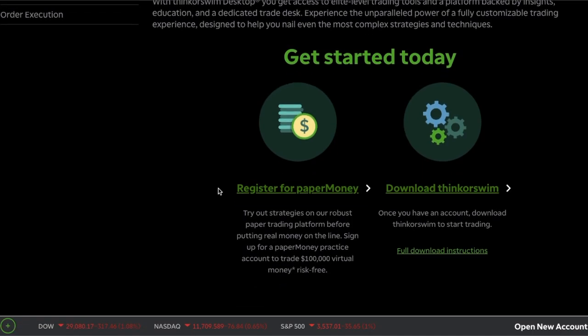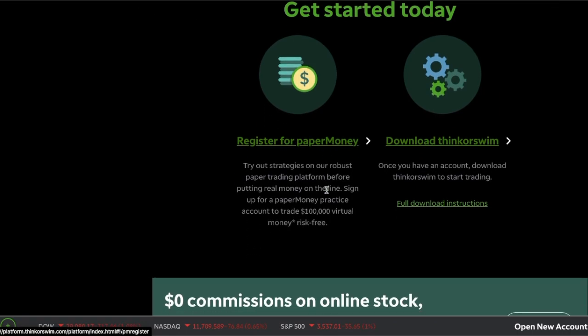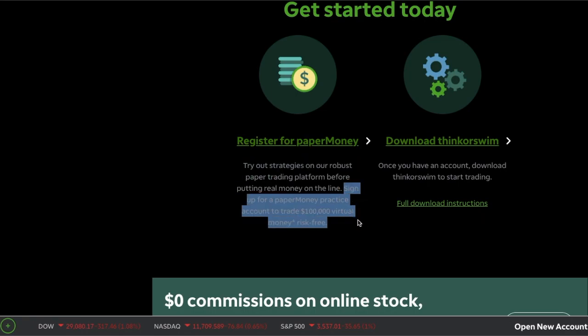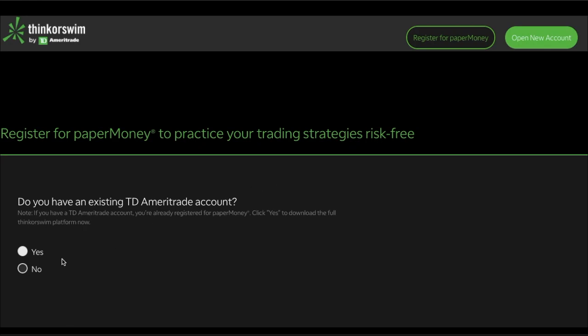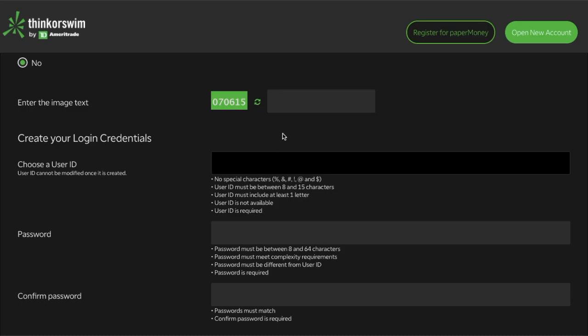Really quickly, if you're not already familiar, paper money is a virtual stock market simulator from TD Ameritrade. Paper money is basically the notion of trading pretend money to see what the outcome of your investment decisions actually might lead to. So paper money is to practice trading using the ThinkorSwim platform to make simulated trades. What I'm saying is, if you're new to options trading or the markets in general, paper money is a great way for you to learn everything with no risk.